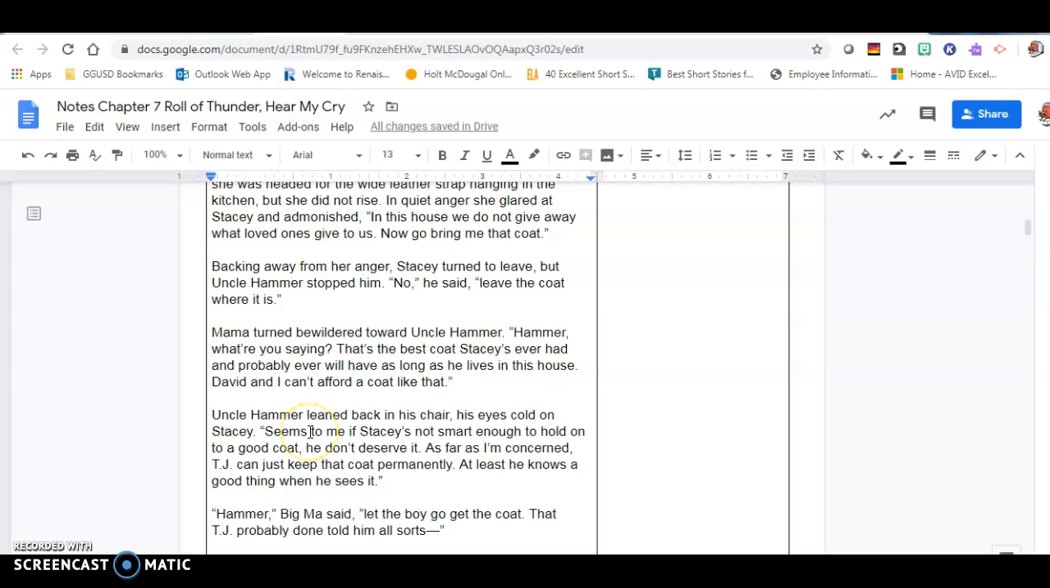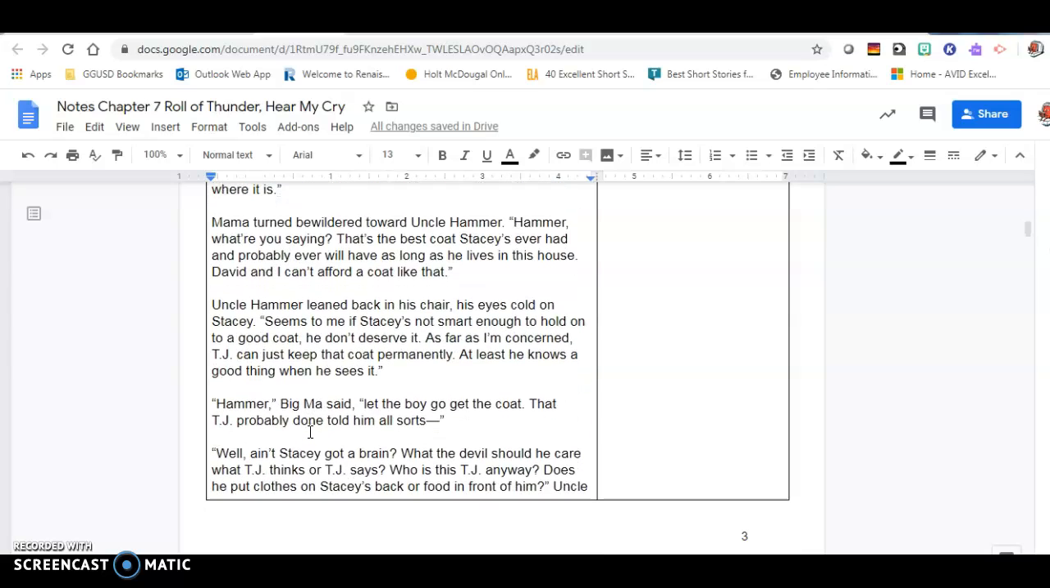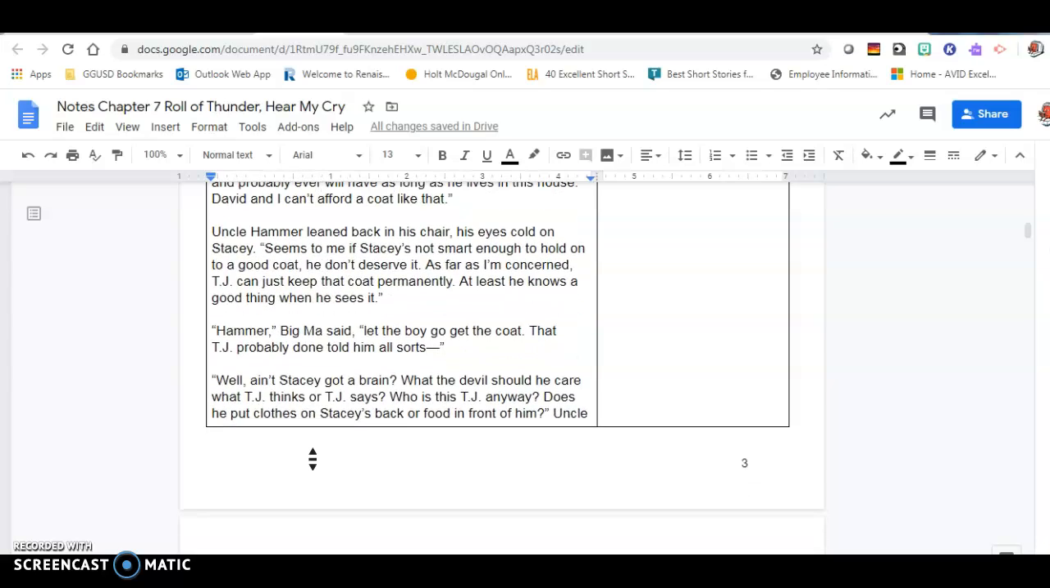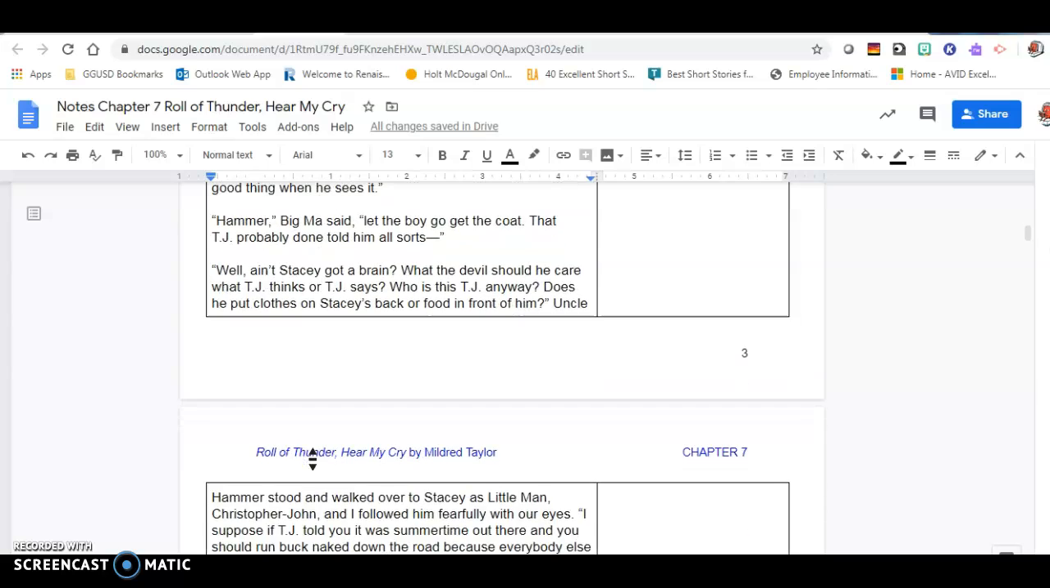Uncle Hammer leaned back in his chair, his eyes cold on Stacy. "Seems to me, if Stacy's not smart enough to hold on to a good coat, he don't deserve it. As far as I'm concerned, TJ can just keep that coat permanently. At least he knows a good thing when he sees it." "Hammer," Big Ma said, "let the boy go get the coat. That TJ probably done told him all sorts." "Well, ain't Stacy got a brain? What the devil should he care what TJ thinks or TJ says? Who is this TJ anyway? Does he put clothes on Stacy's back or food in front of him?"